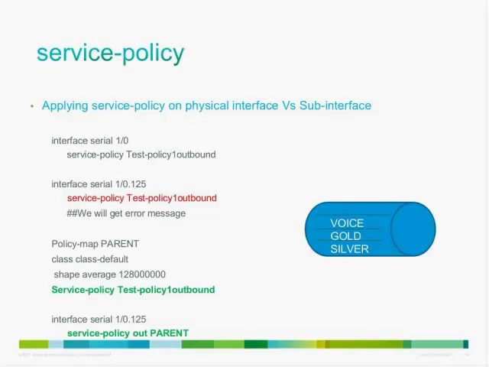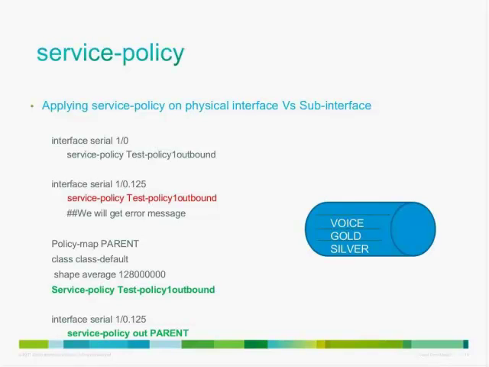Yeah, on the sub interface, when we apply it, we need to apply it as a parent-child policy, and the reason being, for the physical interface we always have the bandwidth available. Like on the Fast Ethernet, we know that it's going to be 100 Mbps. If it's a serial interface, it's going to be 1.5 Mbps. So we know exactly what the bandwidth is.